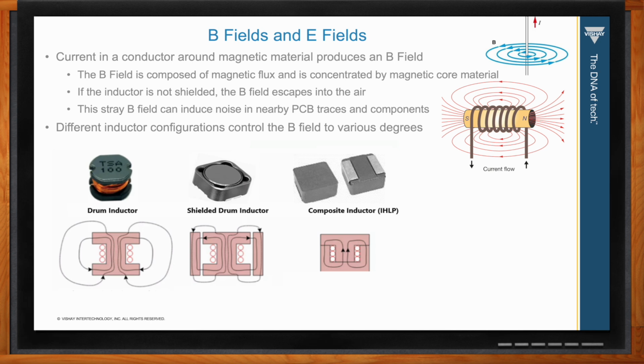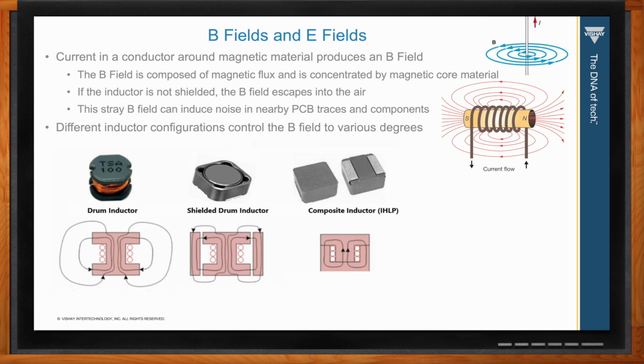So what they do is they take another piece of magnetic material and they put it around the outside, and that shields it somewhat. As you can see, it's much better than the drum inductor on the left, but there still is magnetic field that exits the inductor and goes out into the air.